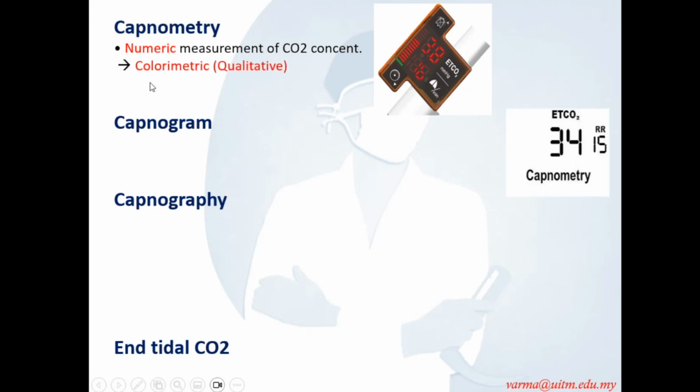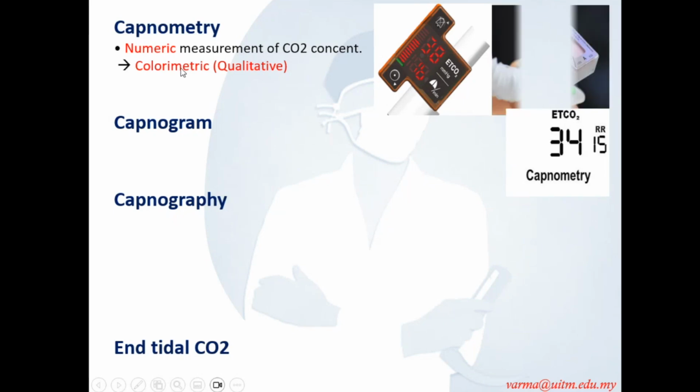When it's qualitative, it can be colorimetric capnometry, where this is the one. So this is a portable capnometer, which doesn't give any number, but there will be a color change based on a chemical reaction upon exhalation of CO2. We'll discuss this shortly. So the device used is called a capnometer. It can be a colorimetric capnometer, or it can be a numeric capnometer.